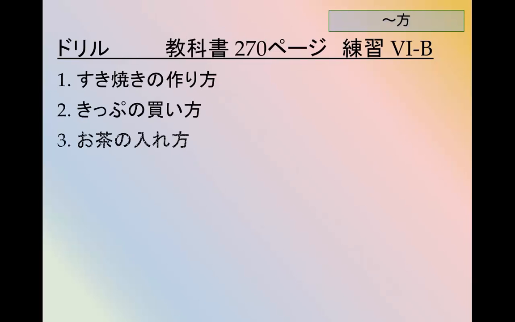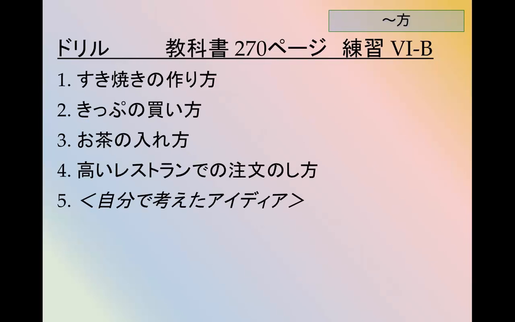Turn the page. 270ページ練習 4B. So this is asking you to describe, for example, how to make sukiyaki, how to buy tickets, how to make tea, or how to order at a restaurant, or even something yourself, in three steps. Start with まず, first of all, and それから, next, and 最後に, finally. Give that a try, and see if you can describe the way of doing something. Three sentences.